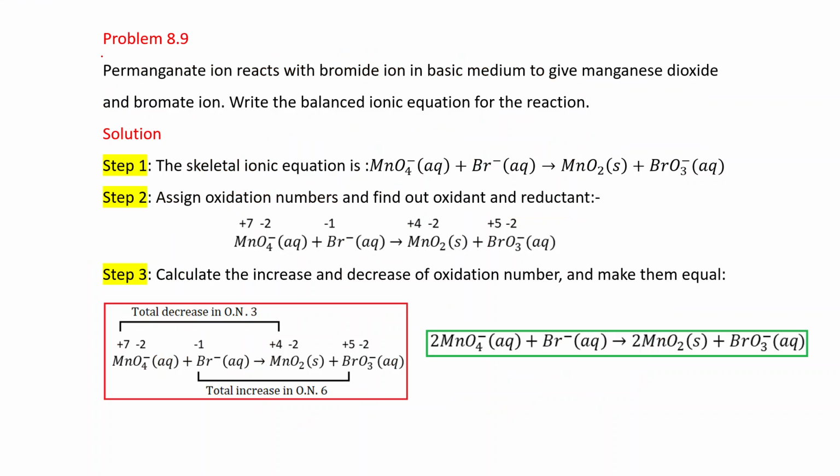Now let us see one more problem, 8.9. Permanganate ion reacts with bromide ion in basic medium to give manganese dioxide and bromate ion. Write the balanced ionic equation for the reaction.